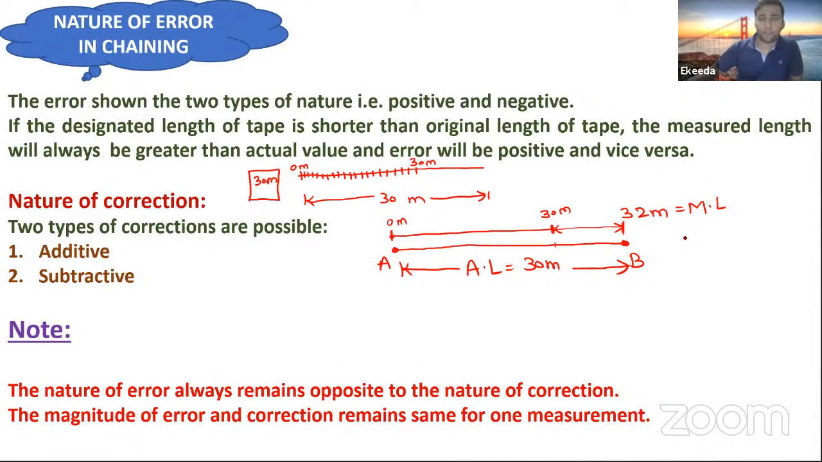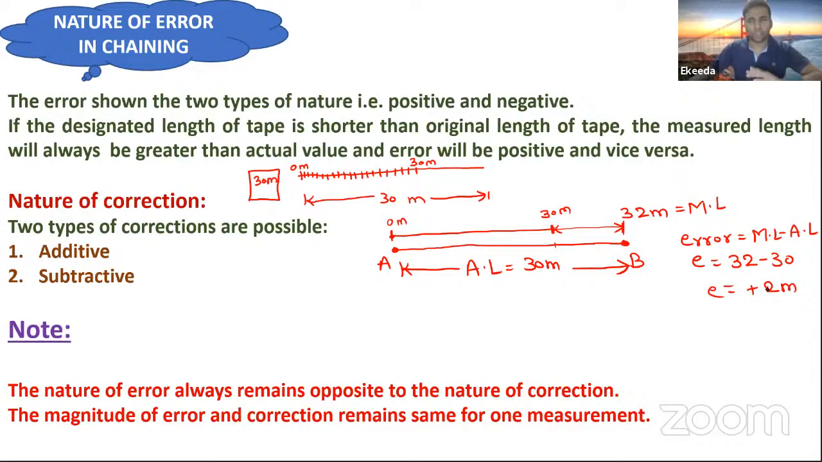Now if we want to compute the error in this tape, then it will be the difference of measured length and actual length. Now error will be equal to what? It will be equal to 32, that is the measured length, and 30, that is the actual length. So the difference comes out as plus 2 meter.